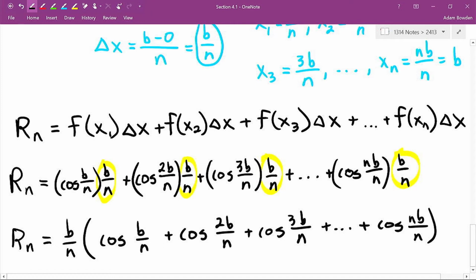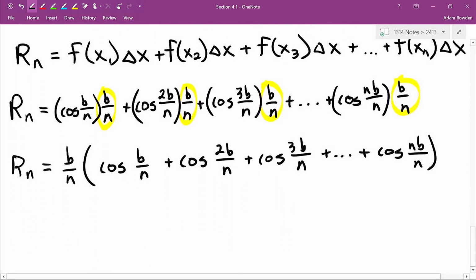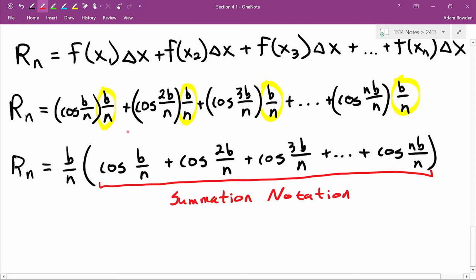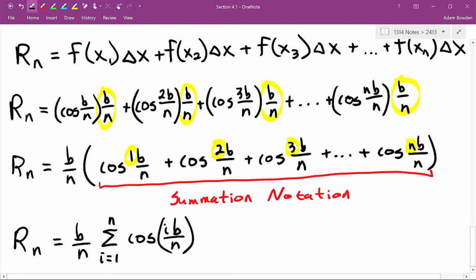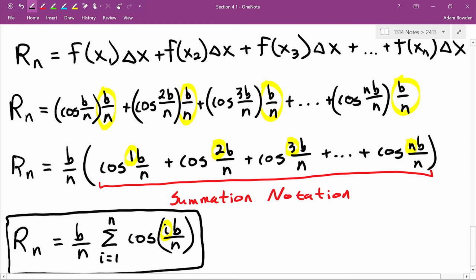To make this look a little bit more compact, I'm going to write this in summation notation. Where we can notice how it counts up 1, 2, 3, all the way up to n. So how we write this in summation notation is b over n times the summation i equals 1 to n of cosine of ib over n. So notice how I put that i in front of the b. That's the number that's counting, and that's how we write the notation to indicate that i goes from 1 to n in this summation. So this is an expression of the summation of the area of the right corner rectangles.